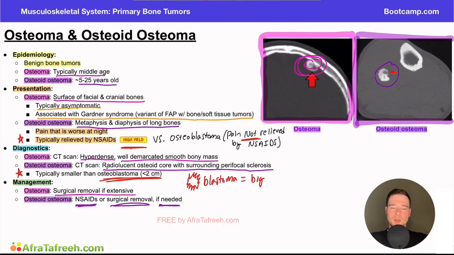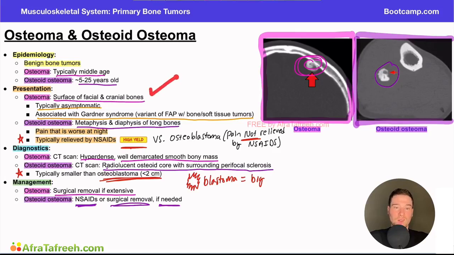Now, just a quick review of this video. We're talking about osteomas and osteoid osteoma. These are both primary bone tumors, and they are benign bone tumors, right? They're not typically malignant. They don't spread throughout the body or get into the surrounding tissues too much. We have the osteoma, which is typically in middle age, versus the osteoid osteoma, typically in a younger patient population, but not always.